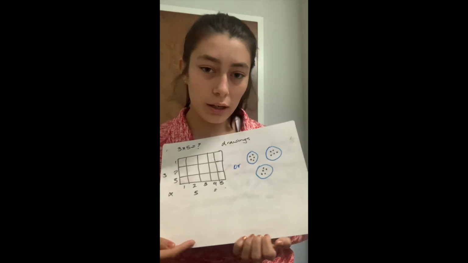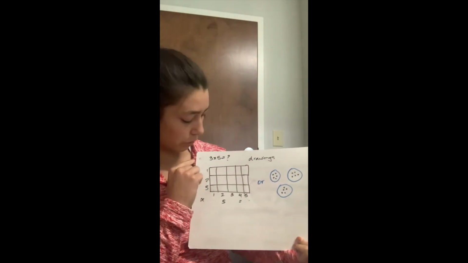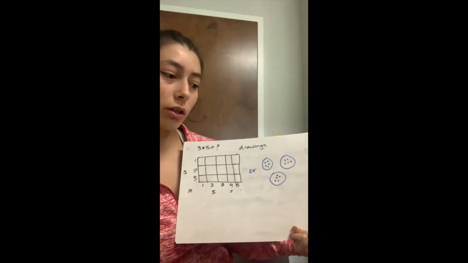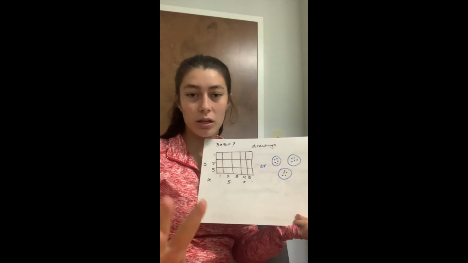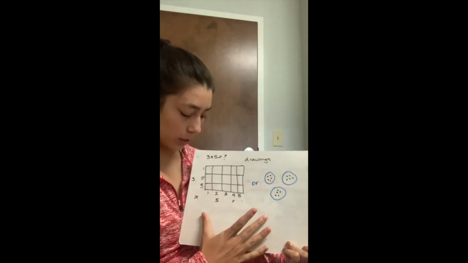So now we're going to try a bit bigger multiplications other than 0, 1, and 2. So we're going to do example 3 times 5. And there's going to be about 2-3 ways to solve them. And for this one, we're going to try a drawing way.